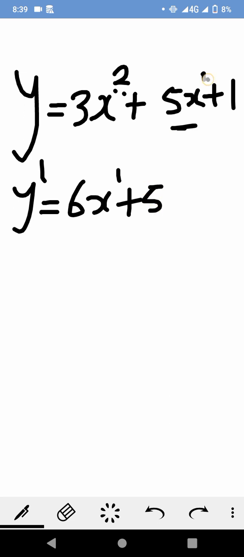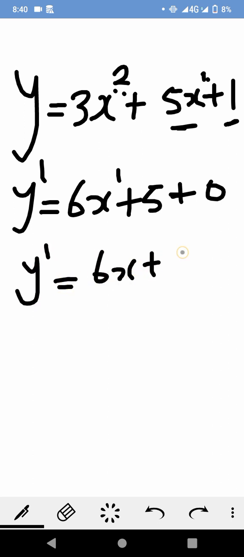You reduce this power 1 by 1, you will get 0. Anything raised to power 0 is still 1. If you differentiate this constant 1, you will get 0. So if you tidy up, our y prime is going to be 6x plus 5. So that is it.